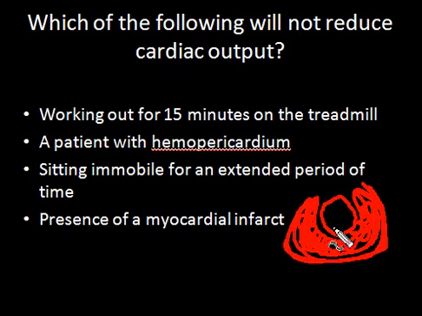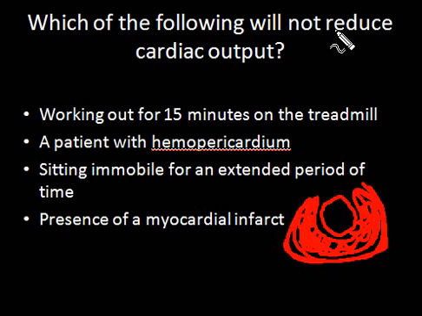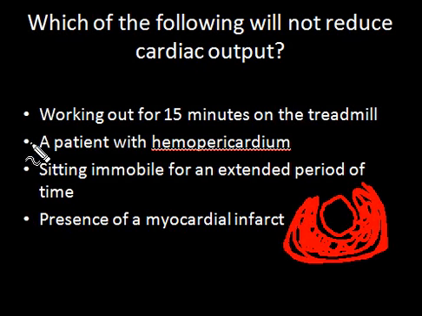So this blood here will compress the heart, and therefore the heart will not be able to contract properly. If it can't contract properly, obviously it cannot maintain cardiac output, so it will reduce cardiac output. So this one will reduce cardiac output.